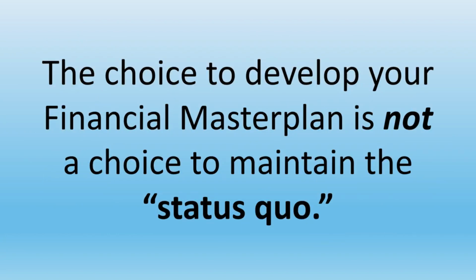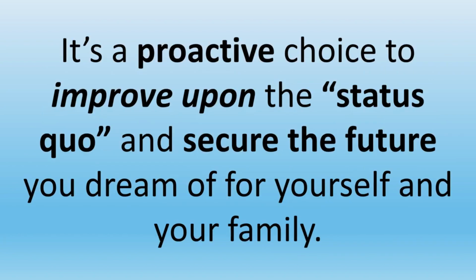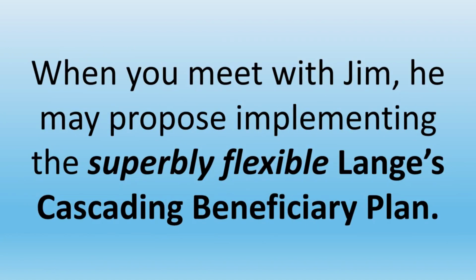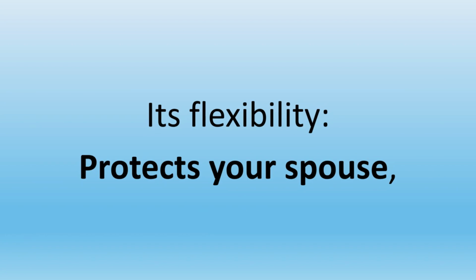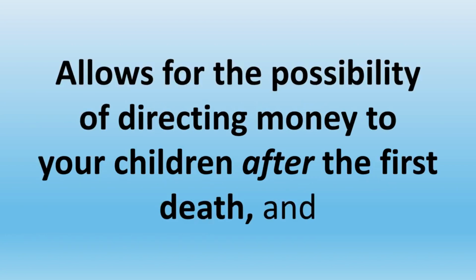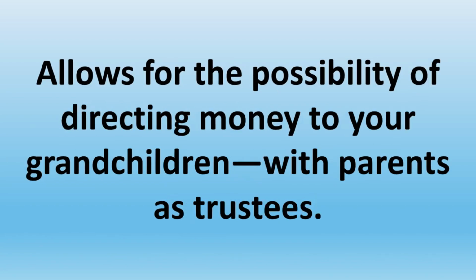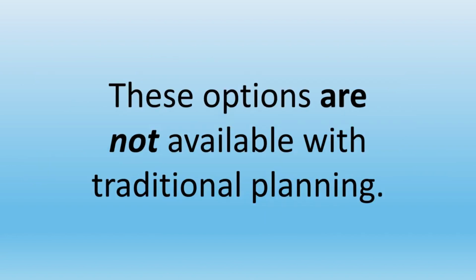The choice to develop your financial master plan is not a choice to maintain the status quo. It's a proactive choice to improve upon the status quo and secure the future you dream of for yourself and your family. When you meet with Jim, he may propose implementing the superbly flexible Lange's Cascading Beneficiary Plan. Its flexibility protects your spouse, allows for the possibility of directing money to your children after the first death, and allows for the possibility of directing money to your grandchildren with parents as trustees. These options are not available with traditional planning.